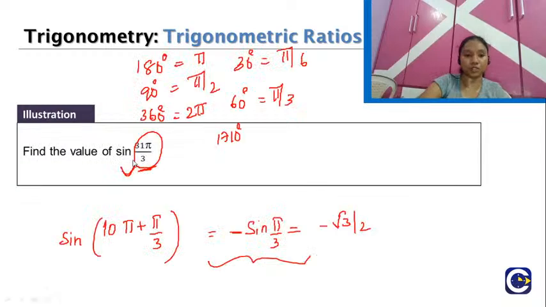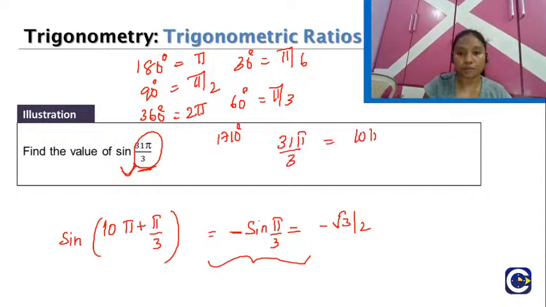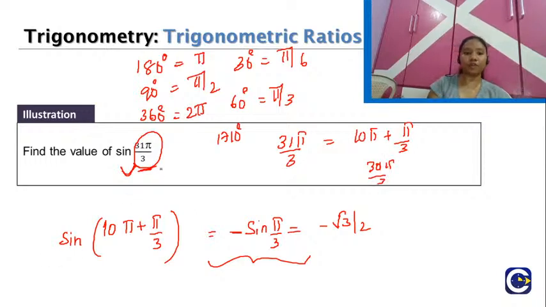Okay, you are talking about the previous question. So here, if you observe, our 31 pi by 3 has been written as 10 pi plus pi by 3, isn't it? Because it will be 30 plus 1, so 31 pi by 3. So we have replaced 31 pi by 3 with 10 pi plus pi by 3. While converting, what do we have to check? First we have to check the sign, and then we have to check whether a transformation exists or not. So first we'll go with our sign. To know the sign, we have to check in which quadrant this angle lies.